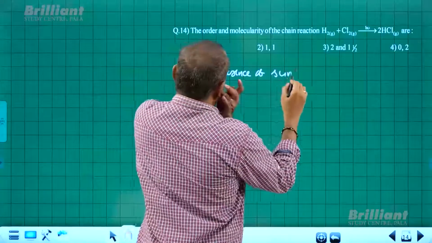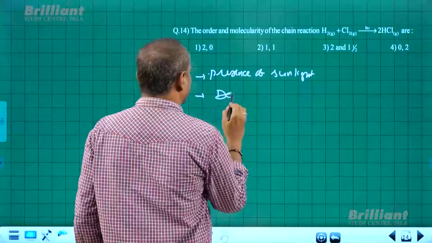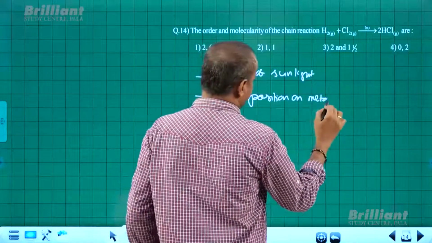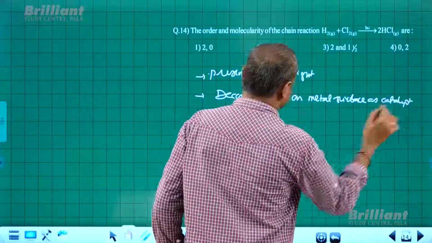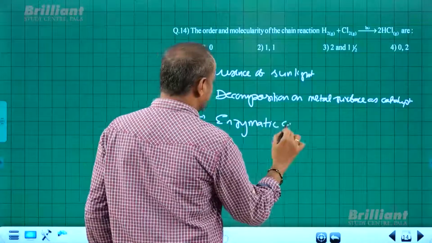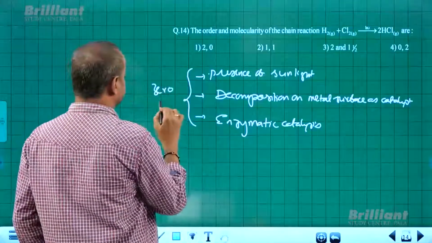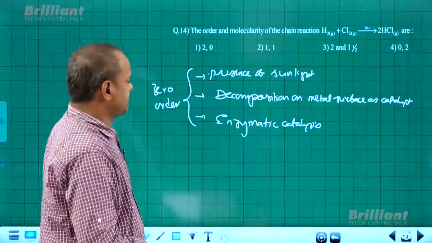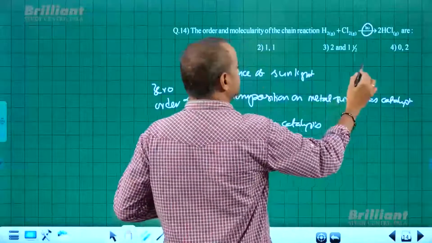Presence of sunlight, decomposition on metal surface as catalyst, and enzymatic catalysis. These three are examples of zero order reactions. So presence of sunlight, decomposition on metal surface as catalyst, enzymatic catalysis are examples of zero order. So order equals 0.